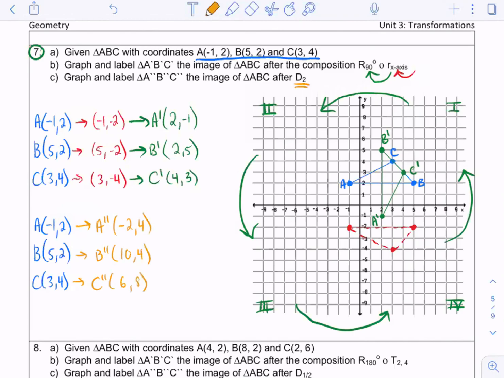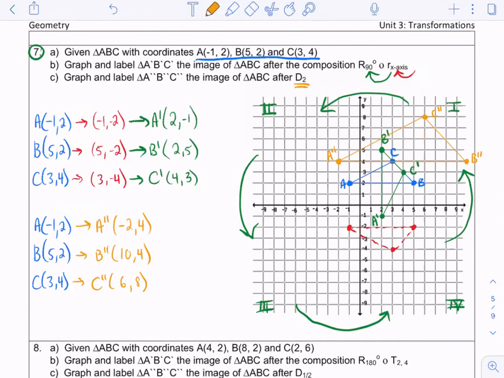And easily I can graph that. So 3 and then 4. 3 and then 4. Here's C double prime. And this is A double prime. And then 10 and 4. So this is B double prime. And here is my double prime. It is the image of my original ABC.